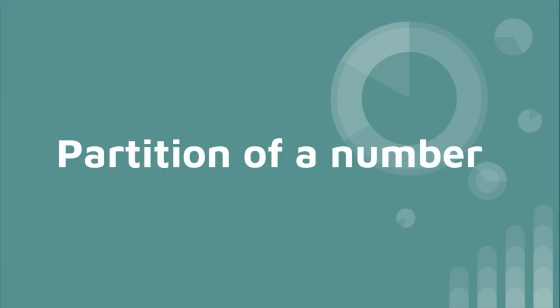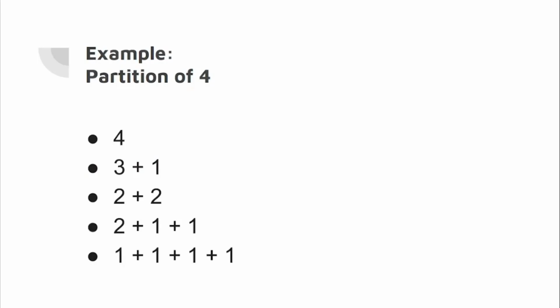Today we are going to be writing a program that finds all the ways to partition a number. A partition of a number is a way of writing that number as the sum of smaller numbers. For example, 4 can be partitioned in 5 distinct ways: 4, 3 plus 1, 2 plus 2, 2 plus 1 plus 1, and finally 1 plus 1 plus 1 plus 1. Two sums that differ only in the order of their summands are considered the same partition.